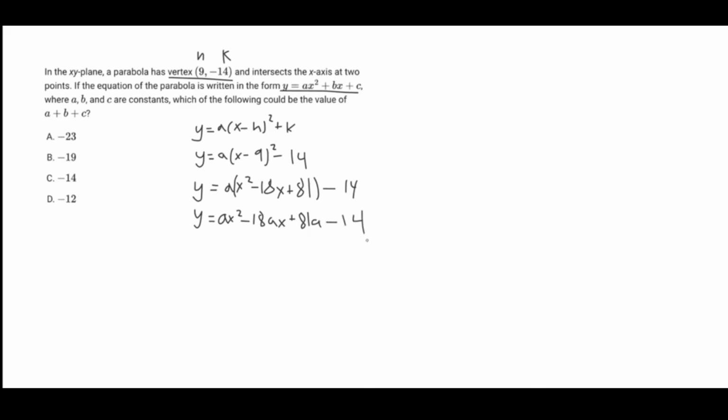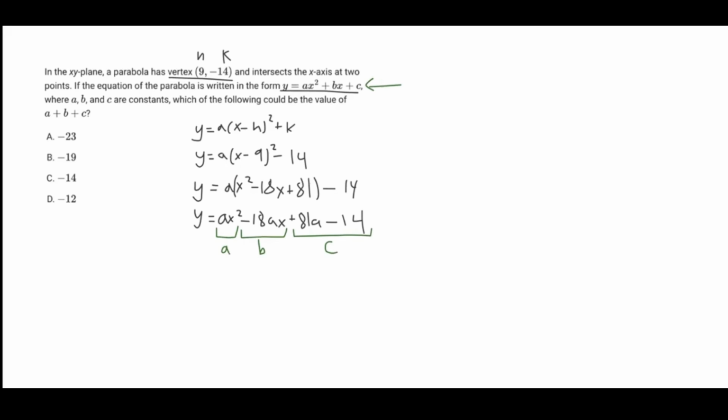All right, so now we have our quadratic equation, right? But the problem is we don't know what A is. So if we don't find A, it doesn't really work out. But do we need to find A really? Well, you'll see in a second. So first off, let's label each part of our equation here. The ax squared, that is our A value. This negative 18ax, that's our B value in this equation. And then the 81a minus 14 is our C value.